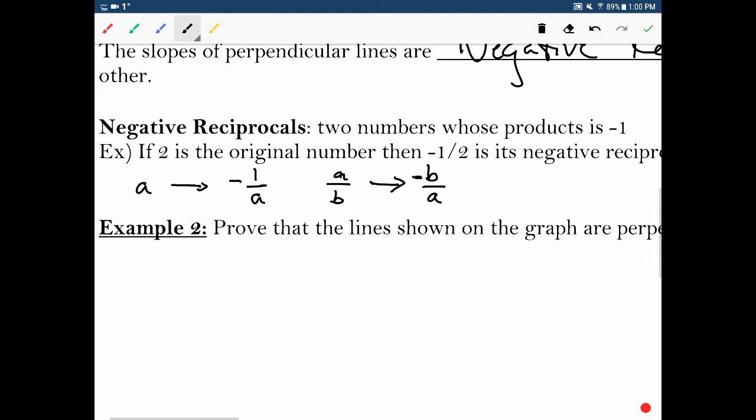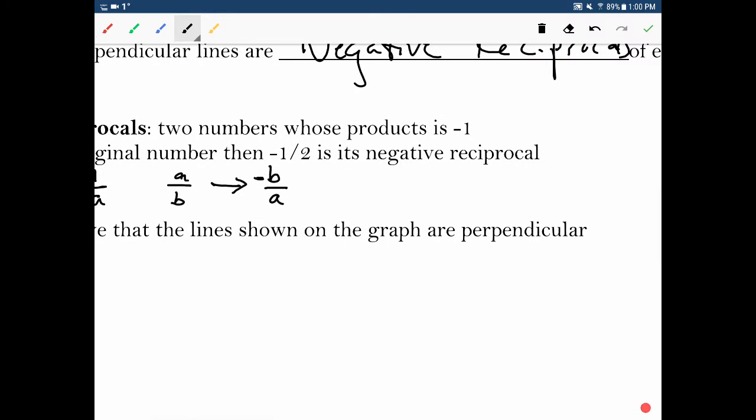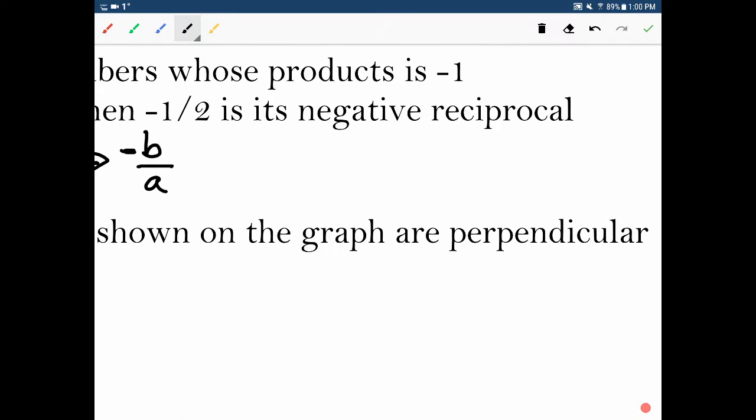Okay, I'll give you one last example here. I'll say if I give you -3 over 2, the negative reciprocal. So first of all, you flip the fraction, so it becomes 2 over 3, and you change the sign. This one was negative though, so this one will be positive. All right, and that's it.